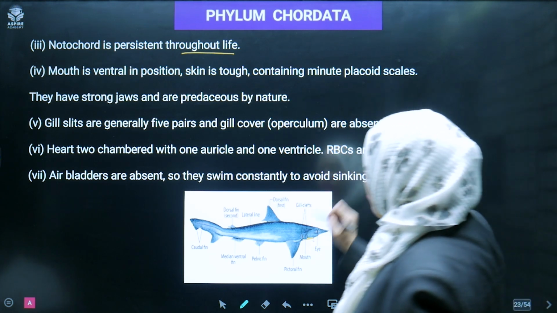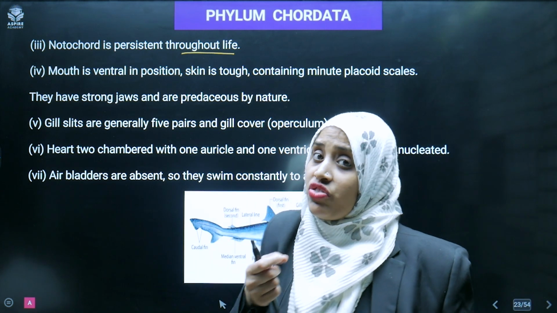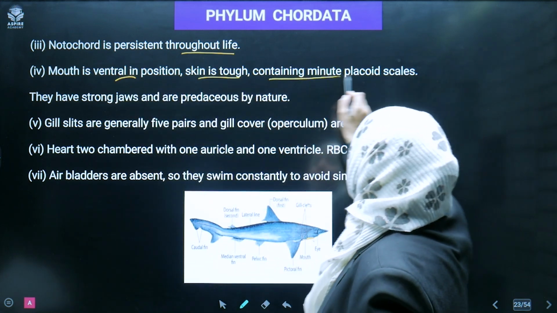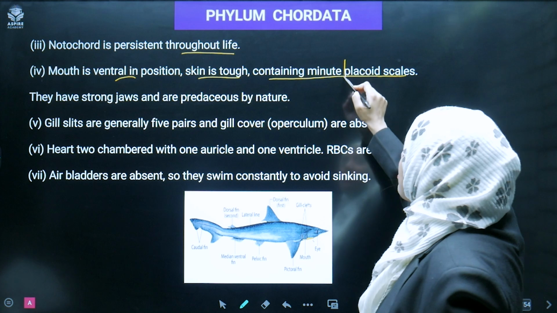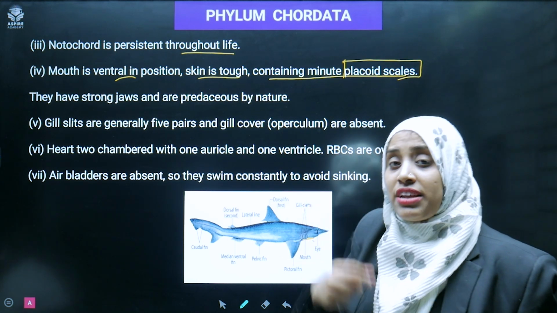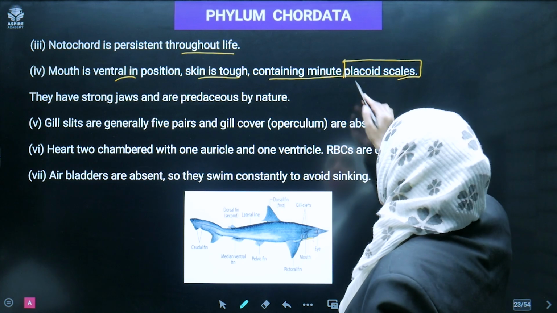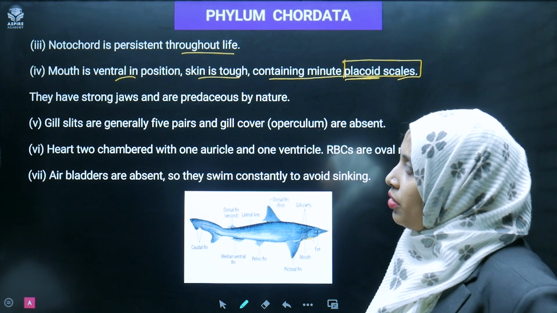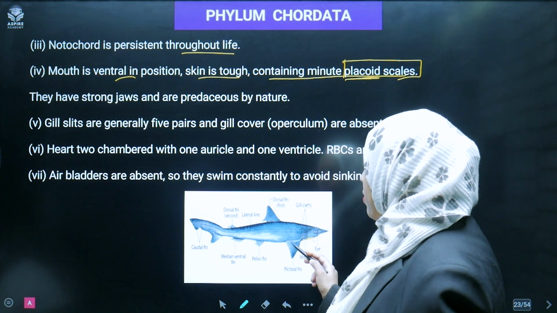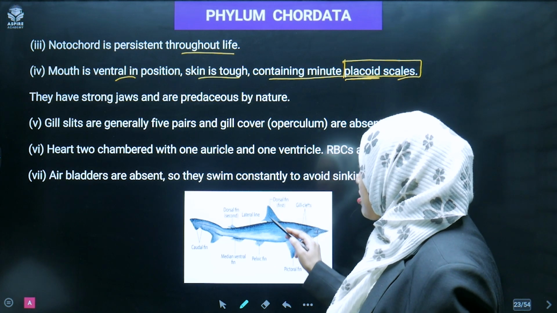So the mouth is ventral. The skin of cartilaginous fishes is tough. The mouth is ventral, containing minute placoid scales. Yes, scales. As we know, fishes have scales. But what kind of scales are there in Chondrichthyes? Placoid scales. Okay. So you can see, in Scoliodon also there is a dorsal fin.